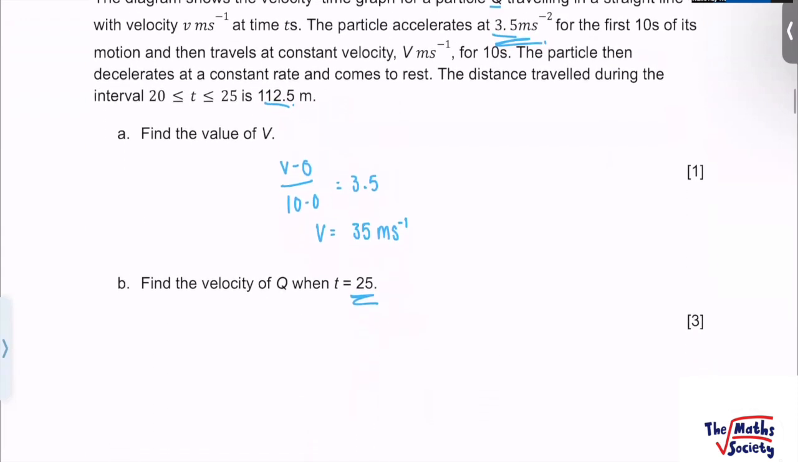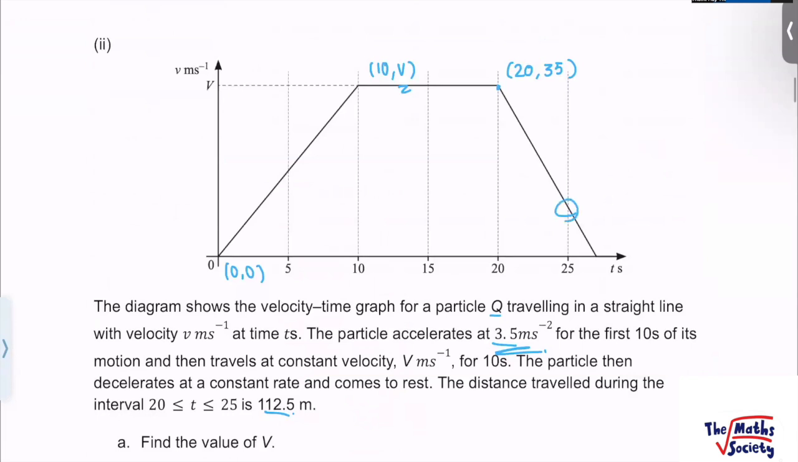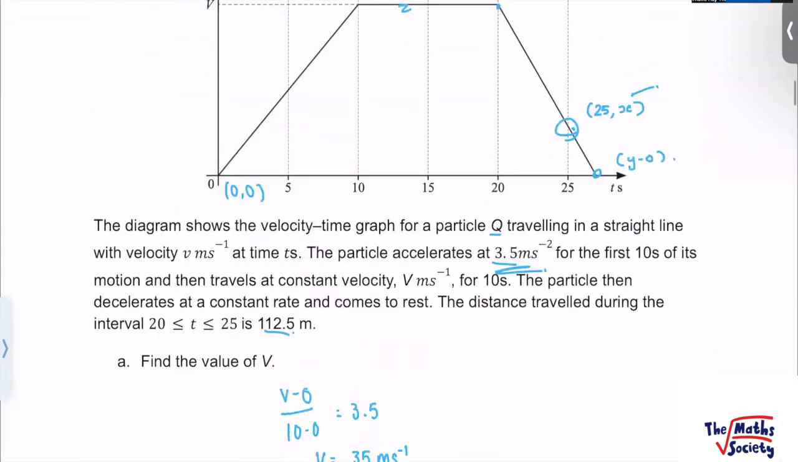So then it is going to be half multiply 35 plus... So we're going to find it right here. We're just going to give this as 25 comma x, giving an unknown of x. Here we're just going to give it as y comma 0. Then you just need to find x.